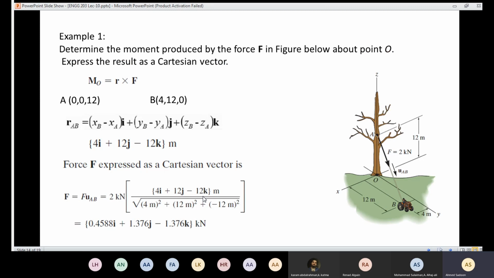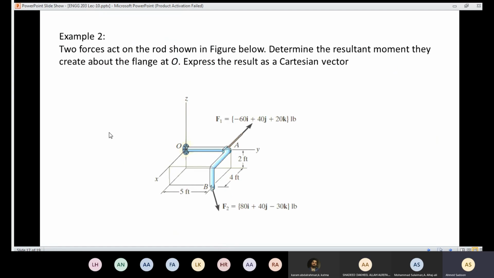It's clear? Don't have any questions here? See example 2. So now we are going to solve example 2.